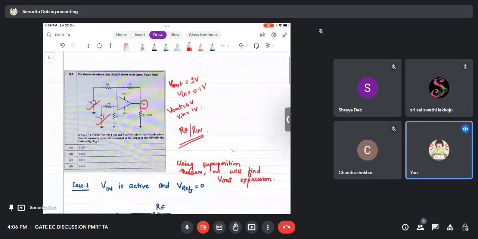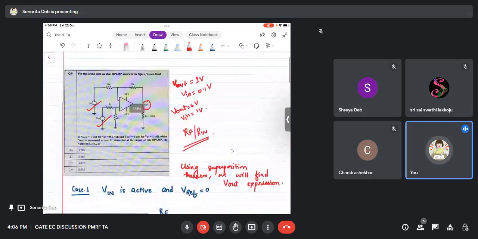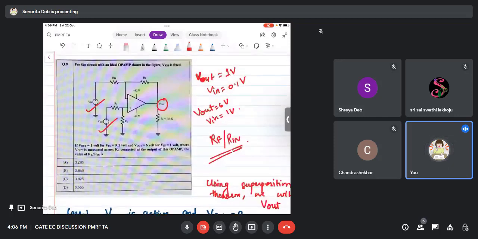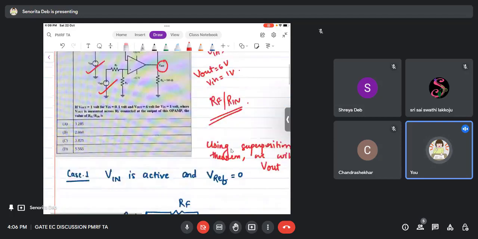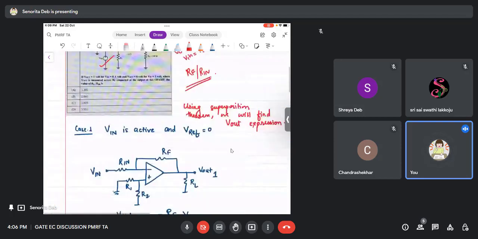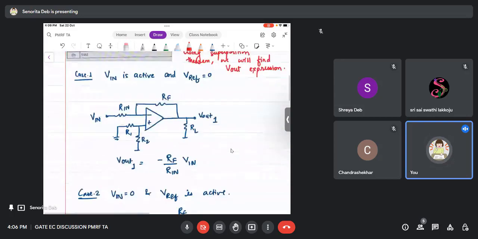Okay. So one of the sources we are taking as active, another as dormant, because this is how we solve superposition theorem, right? If there are different sources in the circuit, we take one of the sources, solve the circuit, take another source, solve the circuit, and then we add it up. That is what superposition theorem is. Okay. So now you take Vin, and when you take Vin, Vref will be 0.